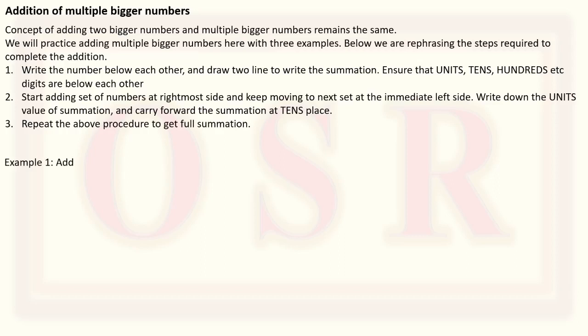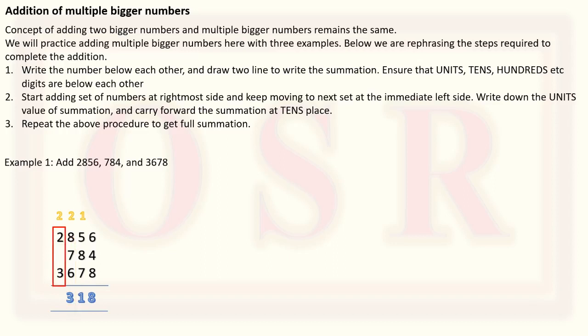Now example 1, add 2856784 and 3678. So first we write down the three numbers. Okay, ensure that everything is in line. So first digit summation is 8 and carry forward is 1. Now again we add 5, 8, 7 and 1. So 21, 1 is down, 2 is up. Again we add 2, 8, 7, 6. So 3 and 2 carry forward. 2, 2 and 3 summation is 7. So what do we get? 7318.